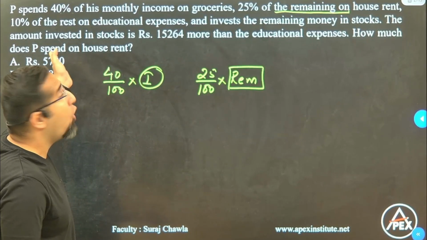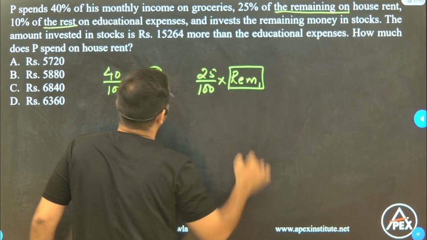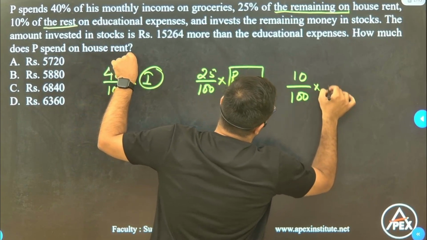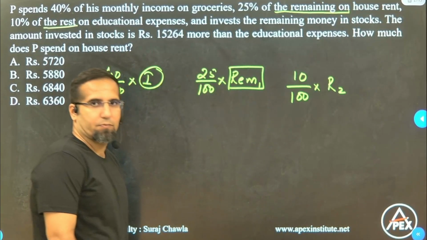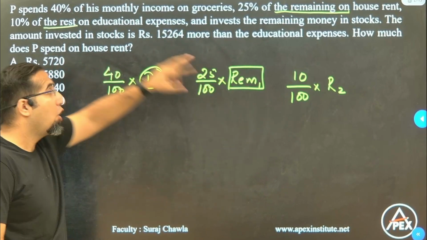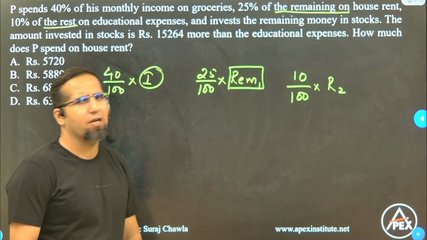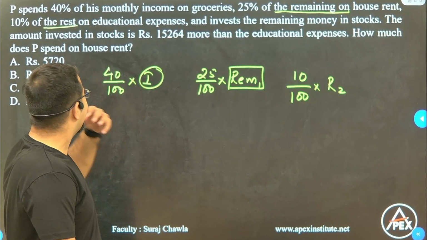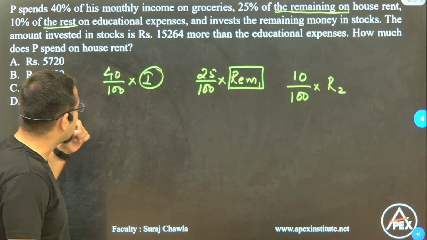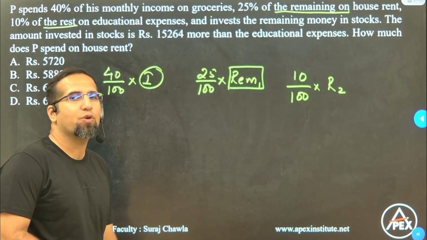Now 10% of the rest, again the base is changing. Let's say this is remaining 1. So this 10% is not on remaining 1. This 10% will be on remaining 2. Right? So after spending on house rent, whatever is the remaining amount, on that this 10% is calculated, and then invest the remaining money in stocks. Right? And then the question is given as the amount invested in stocks is 15264 more than the educational expenses.